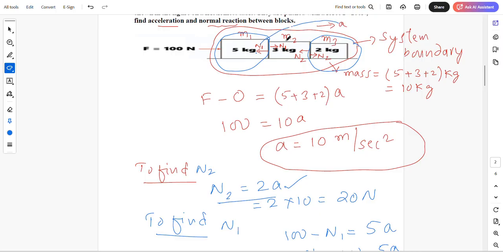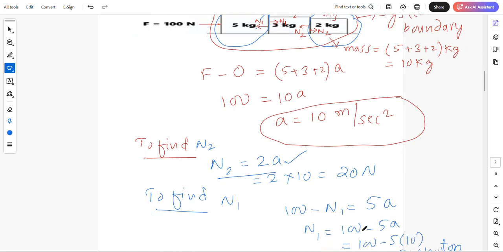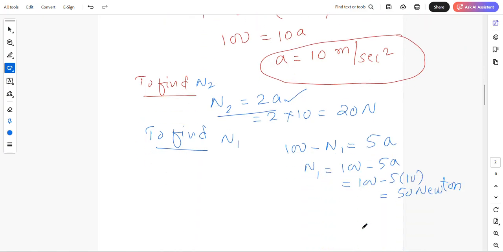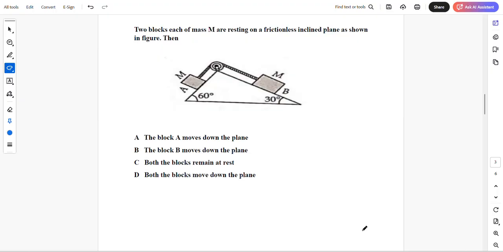This is opposite to A. F is same as A. Therefore, the driving force is equal to 5 into A. You will get N1 is equal to 50 Newton. Hope you understood. Let us go to the next problem.